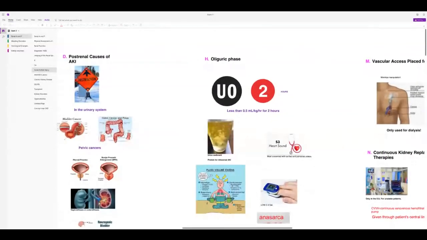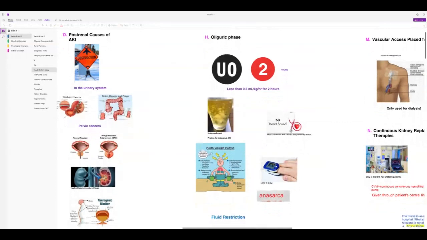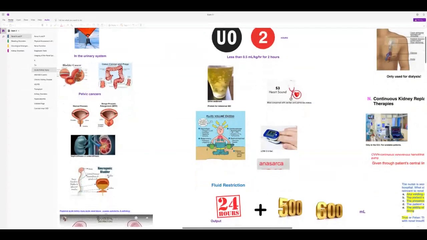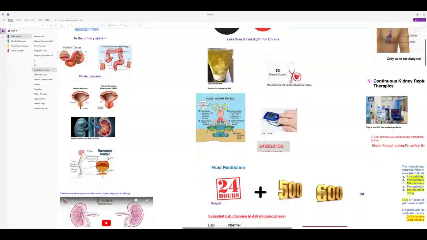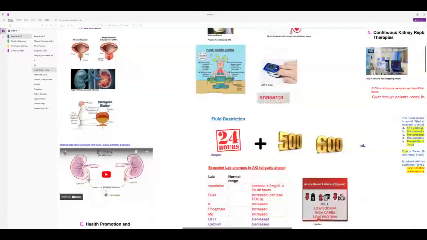So in the oliguric stage, usually what happens is they have a urine output less than 0.5 milliliters per kilogram per hour for 2 hours. Okay, they're going to have urine sediment, an S3 heart sound. You're going to worry about that. Once somebody becomes oliguric, your highest priority is going to be the cardiopulmonary assessment, because you want to make sure you're ahead of the game if they go into fluid overload, because they're not putting out urine. Okay, so they may need emergency dialysis. Low O2 sat, and remember the fluid restriction: 500 to 600 mLs plus the 24-hour urine output.